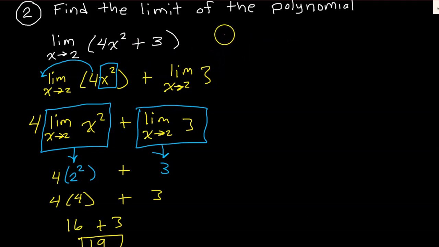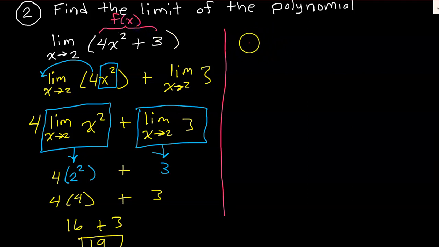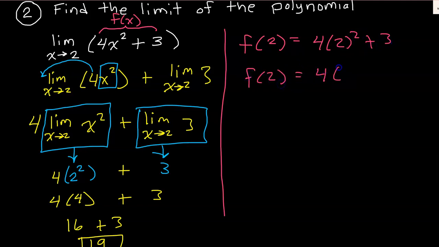It's called direct substitution. And let's consider this polynomial to be the function f of x. All right, so what would happen if we just substituted the c value in for x? In other words, what would happen if we simply did f at 2? Well, this would turn out to be 4 times 2 squared plus 3, and that would be 4 times 4 plus 3.